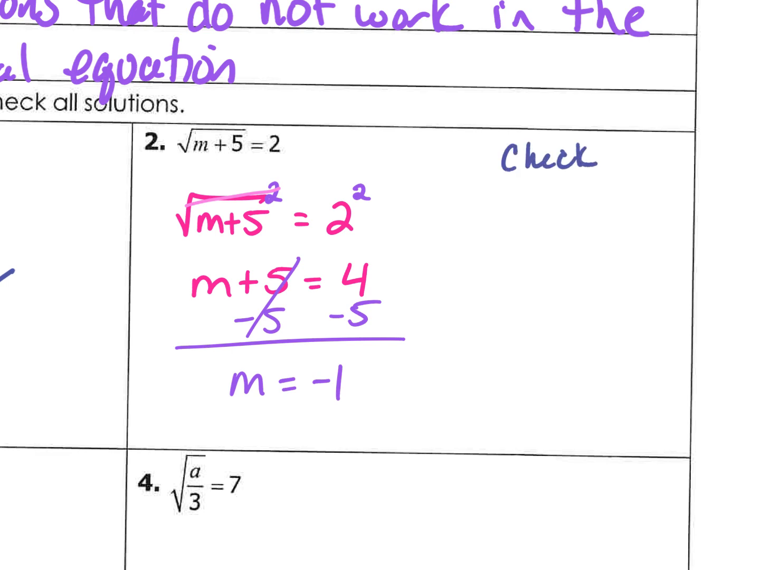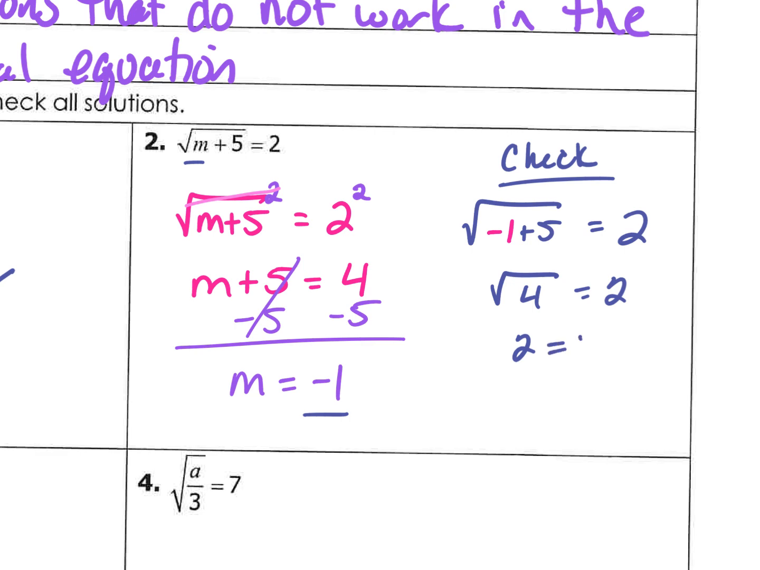So we go check. We take this guy and plug him in up here. So we go square root of negative 1 plus 5, which is equal to 2. You should be writing this down and checking it. I'm going to expect to see your checks on your test. This becomes the square root of 4. The square root of 4 is 2. 2 equals 2. Did that work itself out? That negative number did become a positive number under the square root.